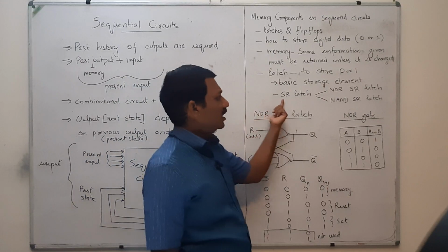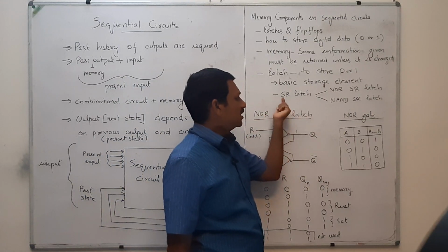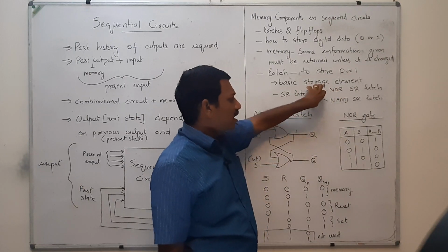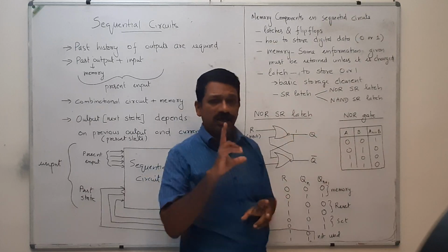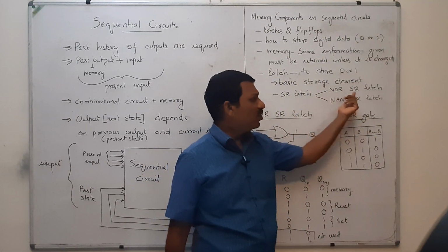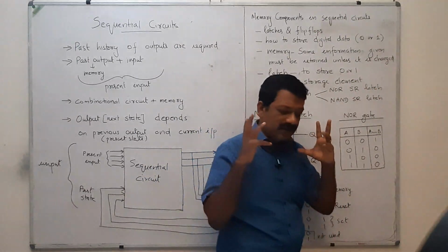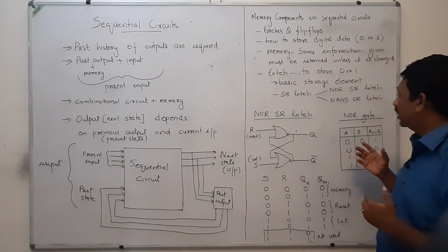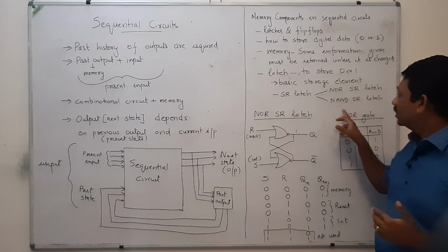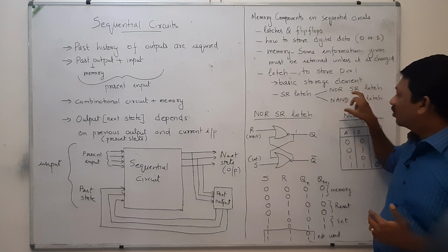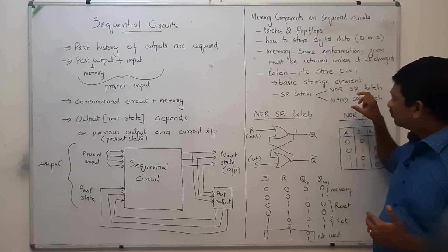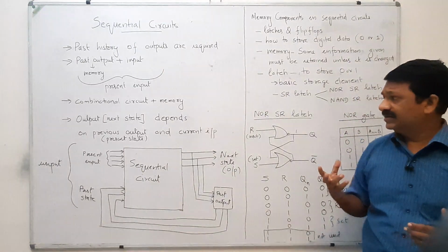We have the SR latch. S stands for set and R stands for reset. Set-reset latch. How do we implement this? There are two types of latches. One is the NOR SR latch, which means an SR latch implemented using only NOR gates, and the NAND SR latch means we are going to have a latch having only NAND gates.